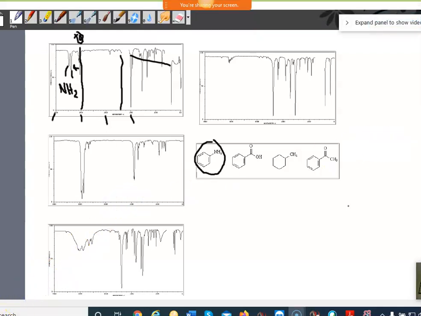All right, so let's go over these. The next one, here's 3,000 right there. And everything is just to the right of 3000, so this is all aliphatic.